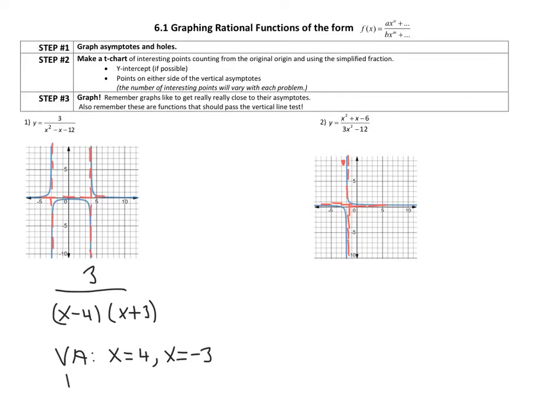We also have a horizontal asymptote. The bigger degree is in the denominator, so it's going to be y equals 0. And then you get the points and you graph. Let's look at the next one.